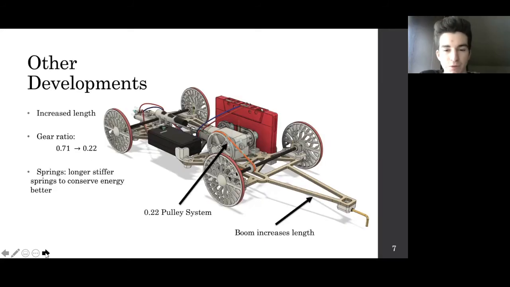We have increased the length of the vehicle to the maximum allowed length of 400 millimeters, with a boom to reduce the distance it needs to travel. The gear ratio has also been modified so that the car can travel faster.